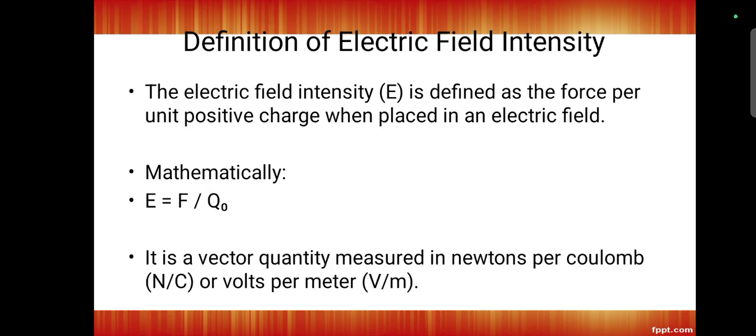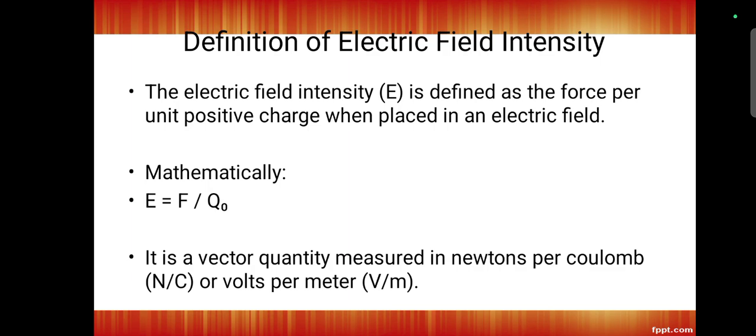So first, the definition of electric field intensity. It is represented by the letter E, that is capital E. It is defined as the force per unit positive charge when placed in an electric field. Force is denoted as F, charge is denoted as Q. Force per unit charge means F by Q. So mathematically, the electric field intensity E is given as E is equal to F divided by Q, and the ratio F by Q is called electric field intensity.